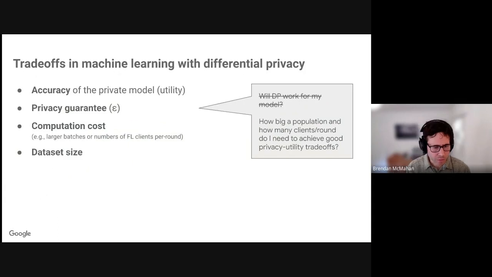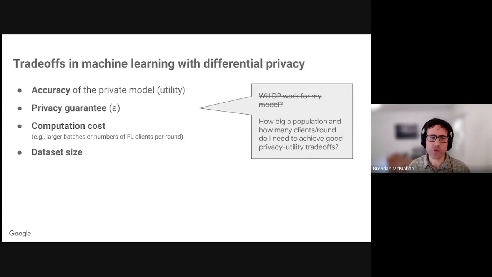Another point that I think we've really come to appreciate is that the trade-off space in machine learning with differential privacy really has at least 4 dimensions. I think everybody is used to thinking about privacy versus accuracy trade-offs. You add more noise in order to get a stronger privacy guarantee, and it degrades the accuracy of the model. That's pretty natural.